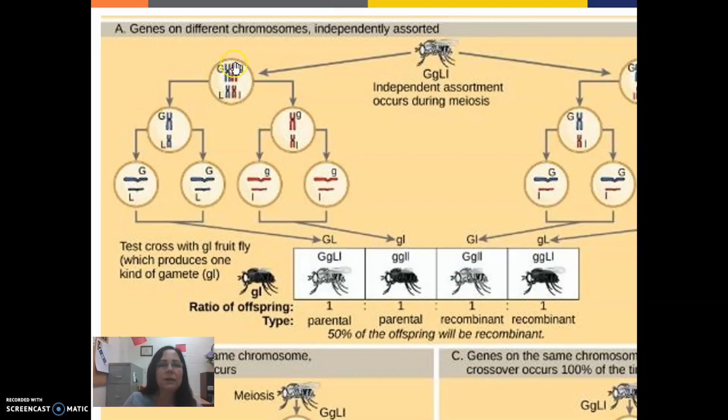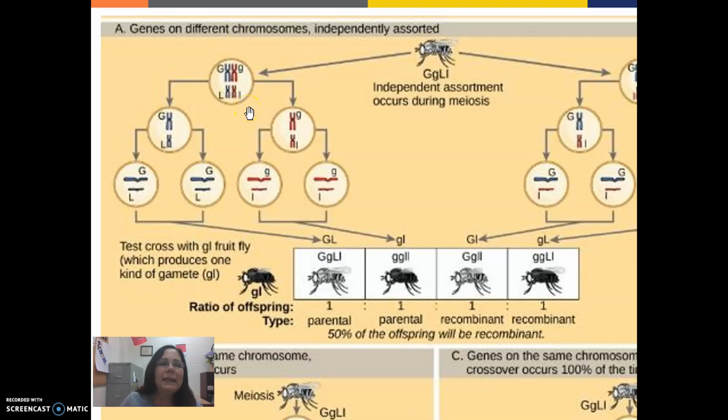So I'm not sure what the G and the L stand for, but you can see in these chromosomes that in the top homologous pair of chromosomes, the one on the left has the big G allele, and the one on the right has a little g allele. And then the chromosome on the left of the bottom set has a big L allele, and the one on the right has a little l allele.